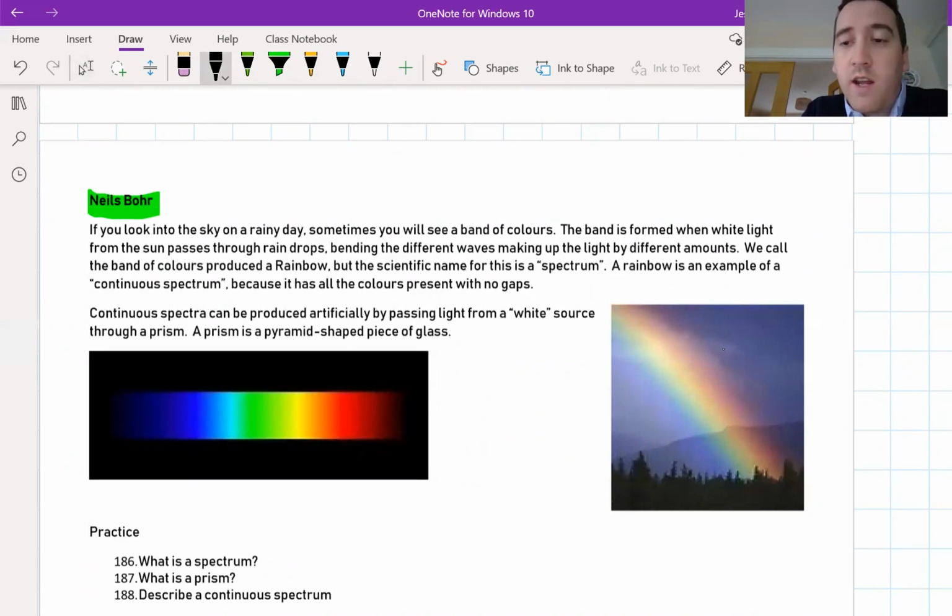Okay, so here's what it looks like. This is a rainbow on the right here. The picture on the right shows a typical rainbow. But the picture on the left here shows what we would call a spectrum. It's the same thing, but it's done using scientific equipment, and it doesn't have the bow shape, if you like. It's just got the spectrum, the different colors. This is white light, and it has been split up. Continuous spectra can be produced artificially by passing light from a white source through a prism. And a prism is just a pyramid or triangle-shaped piece of glass. So essentially, in nature, raindrops act as prisms, and that's what produces for us rainbows.